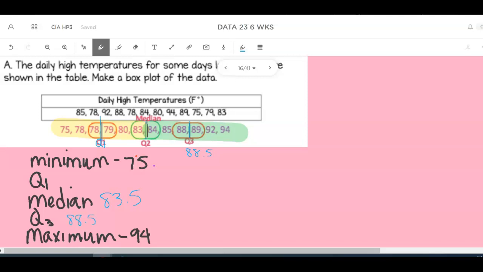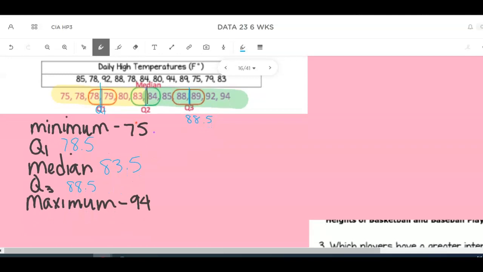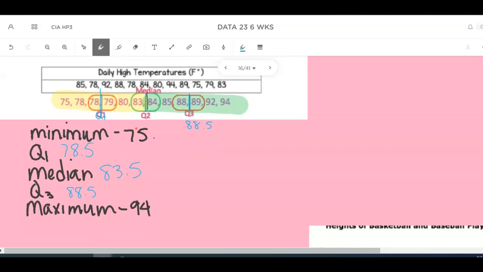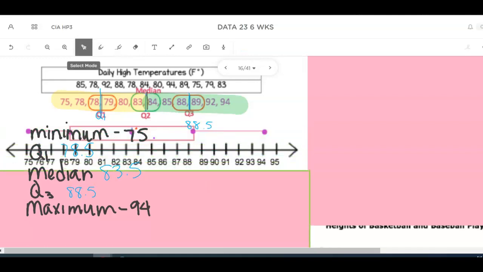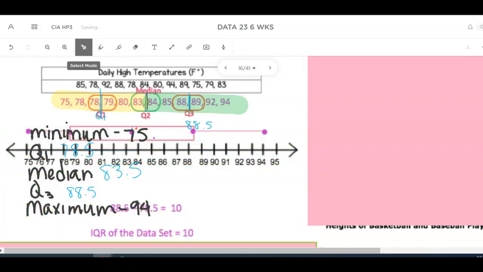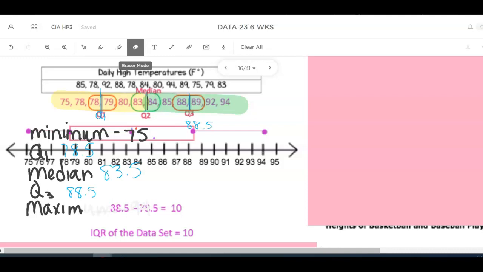88.5. I think I forgot to do this one. Halfway between 78 and 79, we get 78.5. 78.5. All right, so now I've got my numbers. We can go ahead and put our values onto a box and whisker plot. So let's move this down out of the way. Oh, there's all my numbers. I'm going to clear that up a little bit.